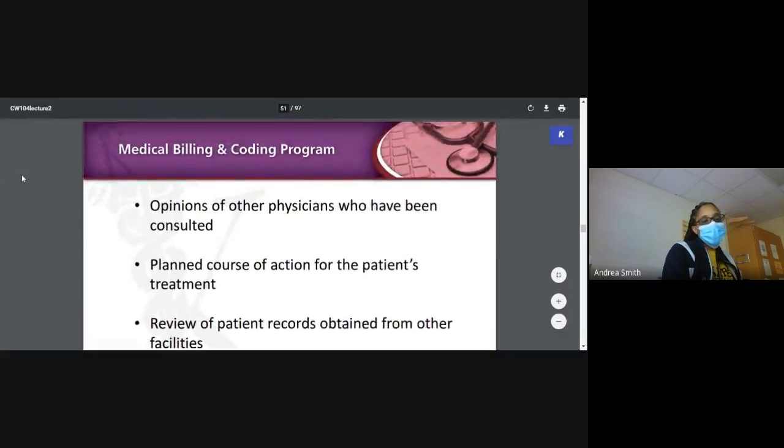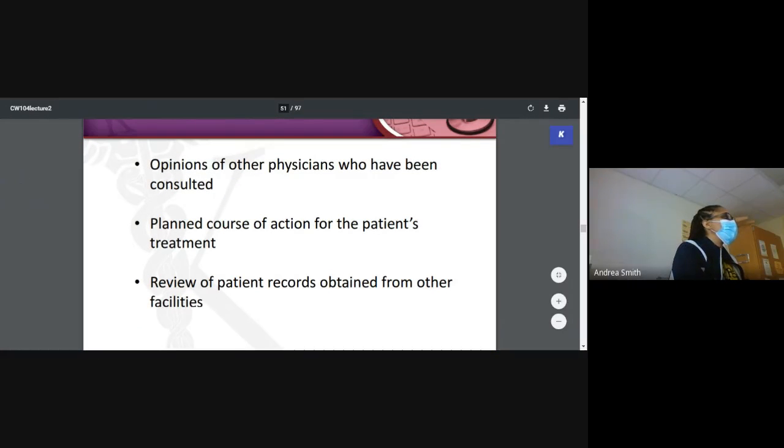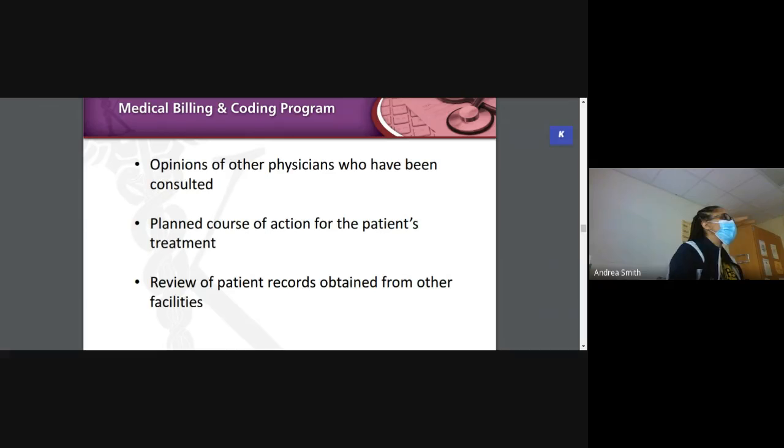Also, the medical record needs to include the opinions of other physicians who have been consulted, a planned course of action for the patient's treatment, review of the patient's record obtained from other facilities. You keep a record of everything. I don't care where it came from, where it went, you keep a record of all of it. Because at the end of the day, you need to protect yourself.